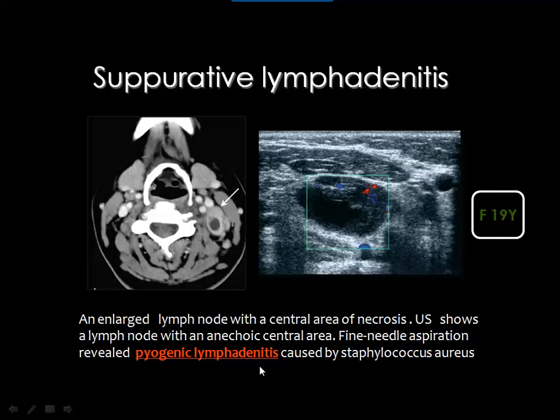Then in this case you see a lesion which is marginally enhanced with a central necrotic part, and this lesion is located at the anatomic site of a known lymph node group. Then you should consider it is of lymph node origin, and this was proved to be a pyogenic lymphadenitis with an abscess formation in the upper deep cervical lymph node.